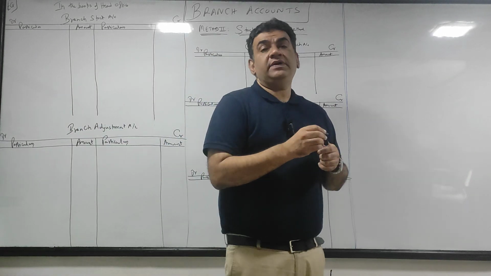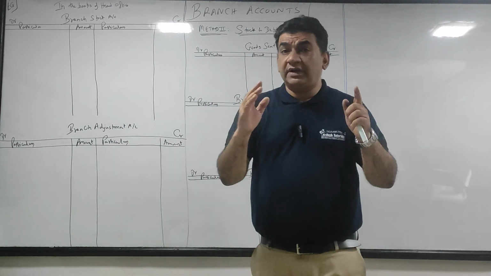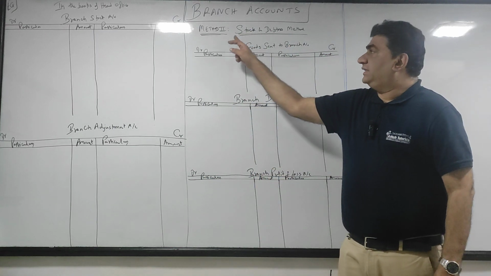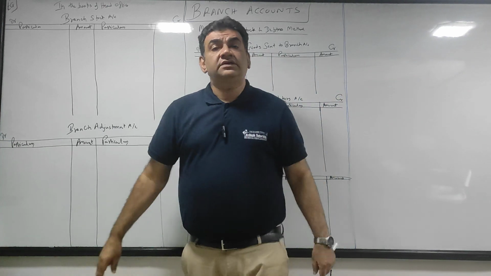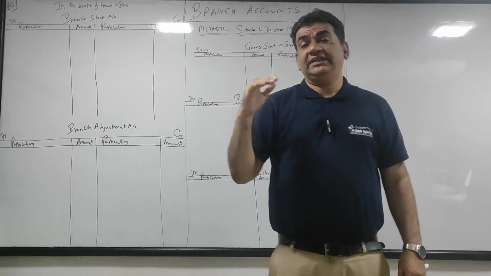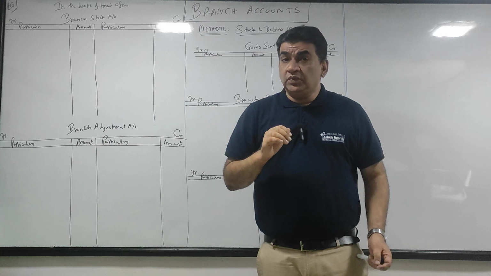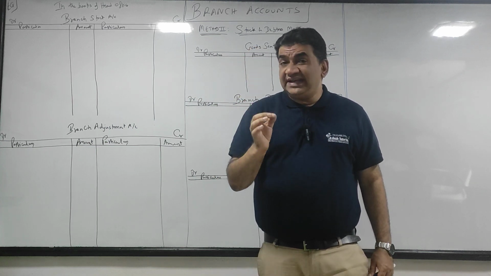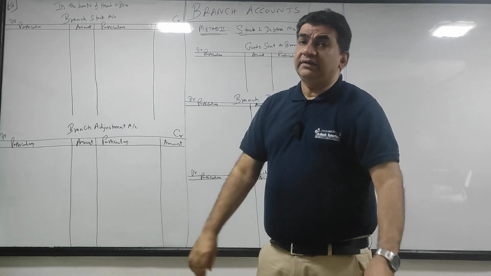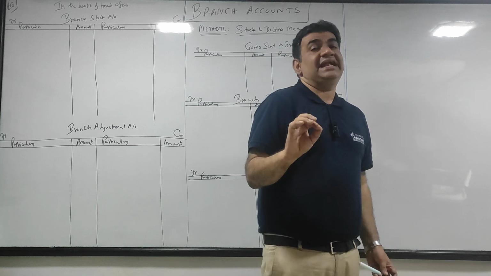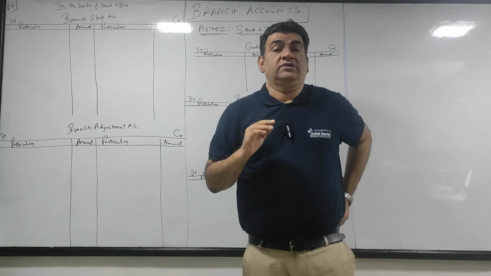Hi guys, as mentioned in the previous class, today I'll be taking the second part of branch accounts, that is method number 2, stock and debtors method. In the earlier class we did the first method, that was debtors method or debtors system, where I explained you head office will treat each branch as its debtor, and there will be only one main account, that is branch account. There may be additional accounts but in the form of working notes.